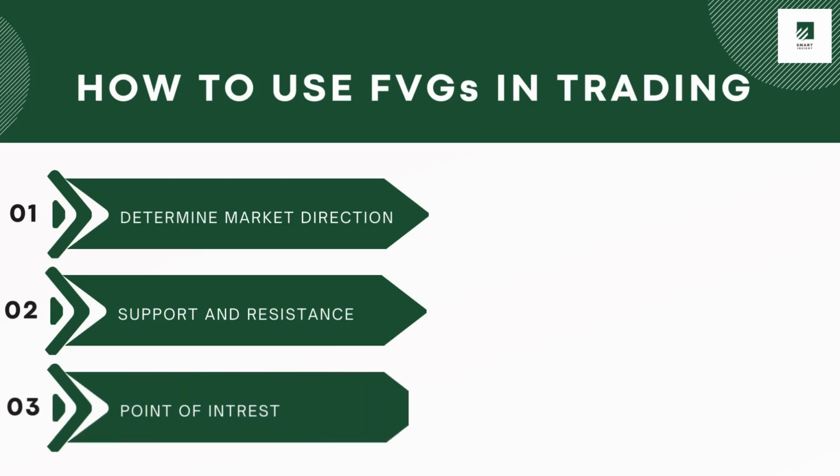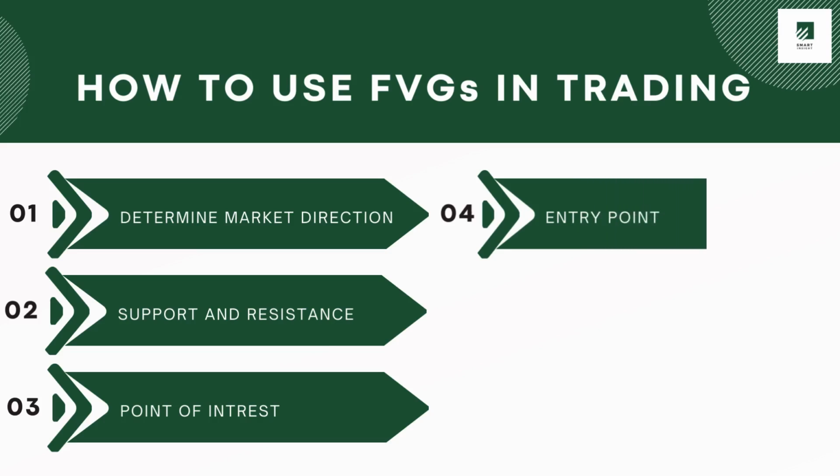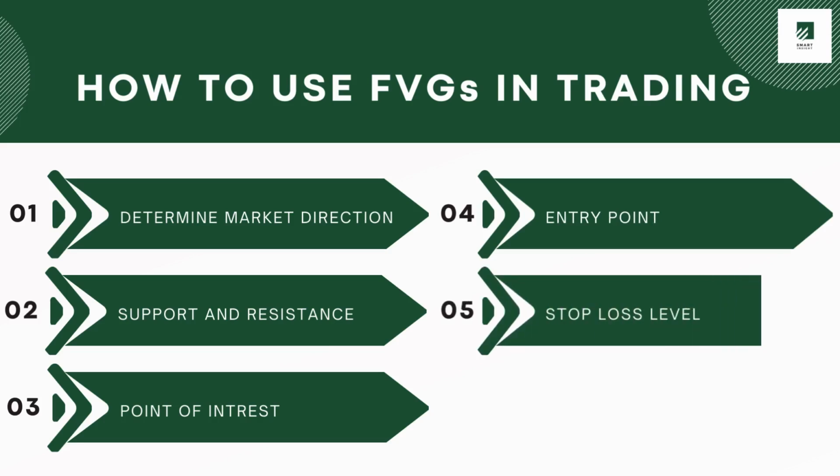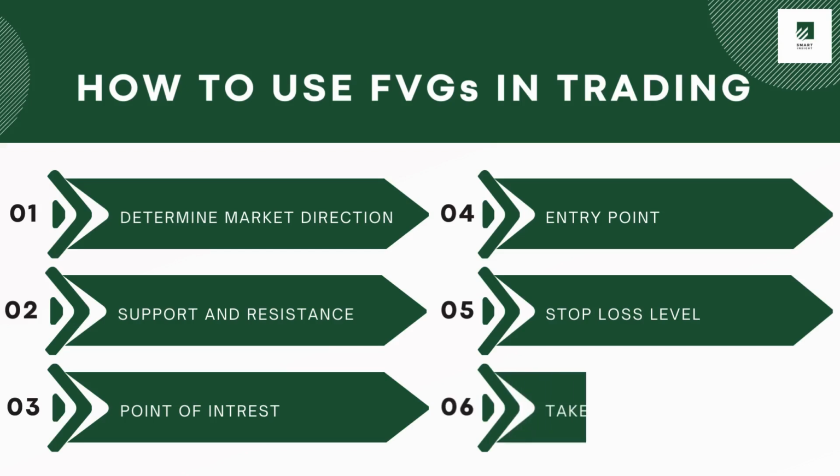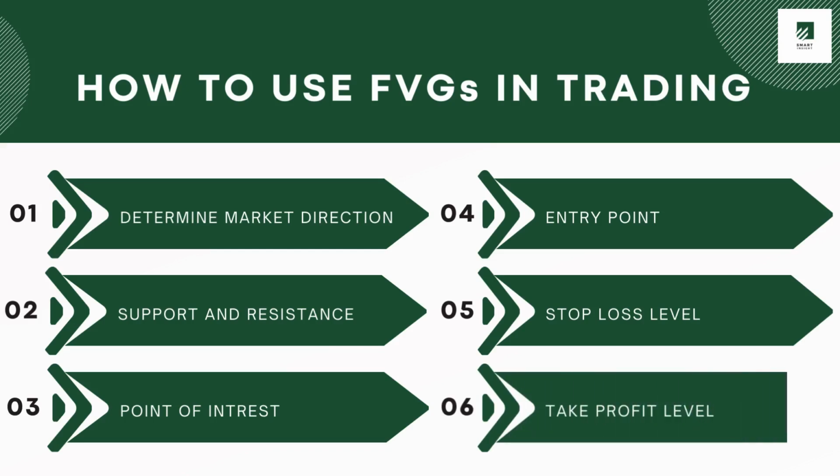This is the zone where I look for certain changes, certain patterns that price makes, to determine whether I should take an entry or not. Fair value gaps also give me an entry point, a definite level where to enter the market. They also help me to define and refine my stop losses. I also use them to trail my stop losses. And at the same time, they also give me a clear take profit level.